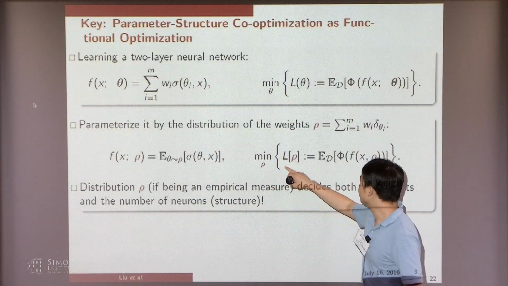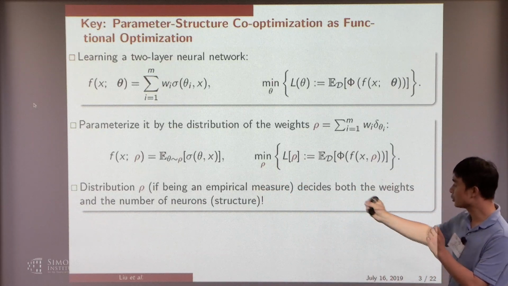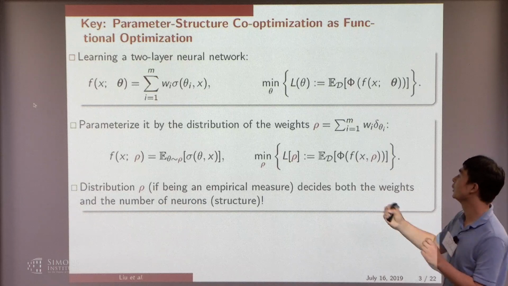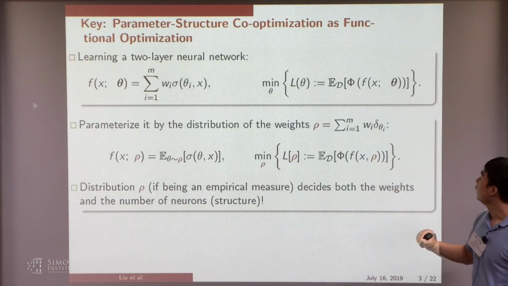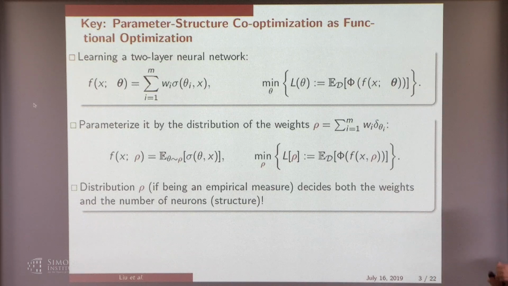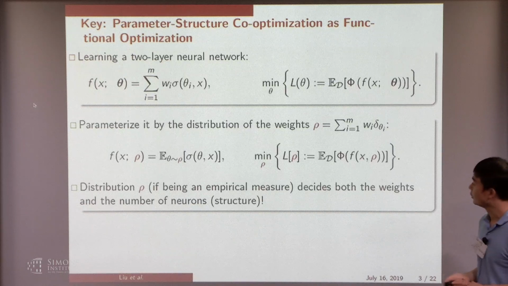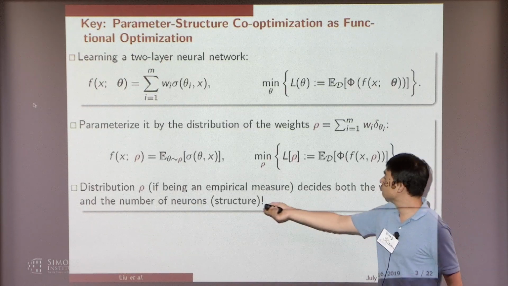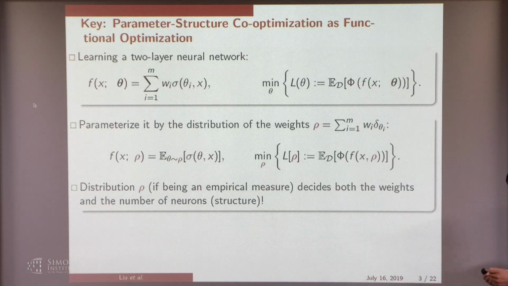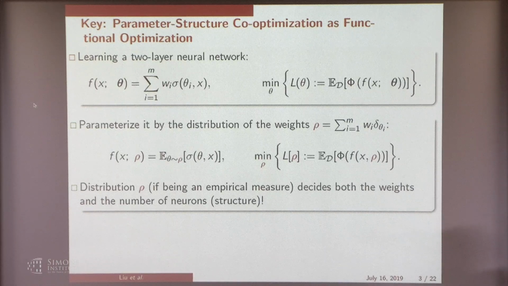Again, because now we have a distribution, if you change the distribution in some smooth way, you can also change the number of neurons, right? In this way, if we search through the space of distributions, we can search through different types of architectures. So this is the idea. If we can maintain rho to be an empirical measure of a finite number of particles during our search, then we will get a practical algorithm, right?